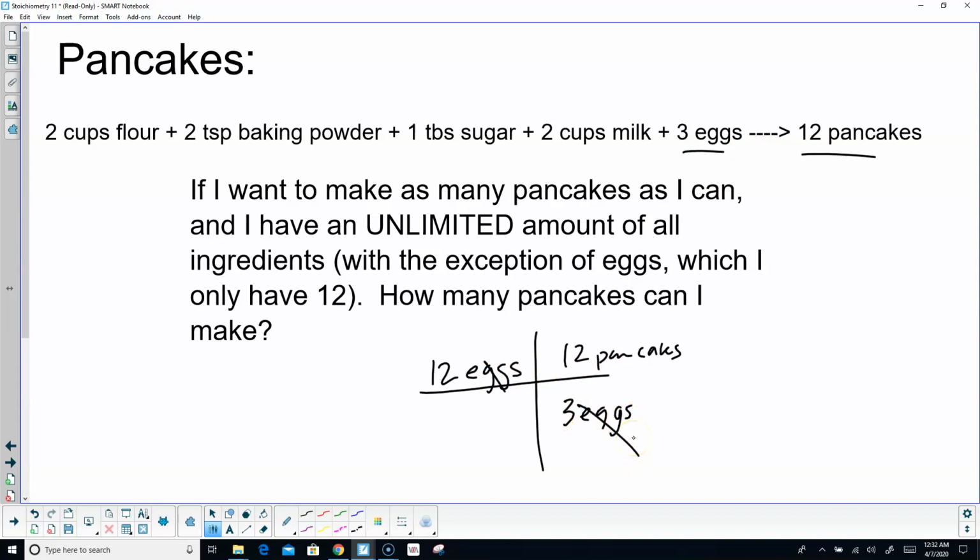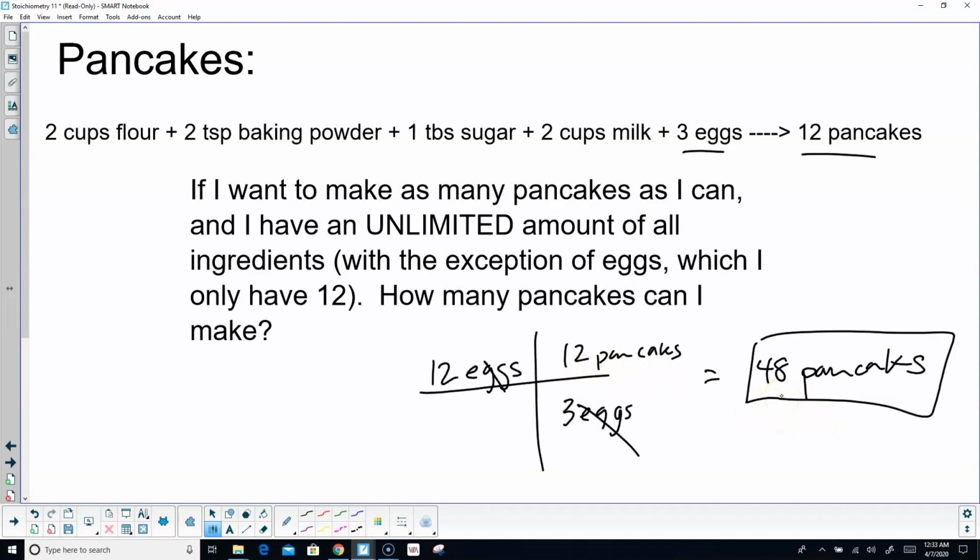And I know I have a dozen eggs. Eggs cancel. So I'm going to take 12 times 12. That's going to be 144. And then I'm going to divide that by 3, and that tells me I can make 48 pancakes. And that makes sense, because if it takes 3 to make 12, well, I've got 4 times that amount. Well, 4 times 12 is 48, so it makes logical sense.